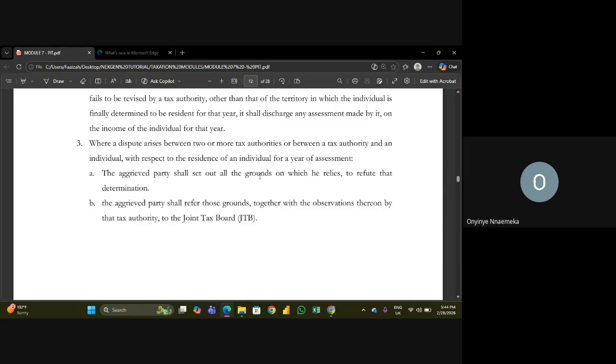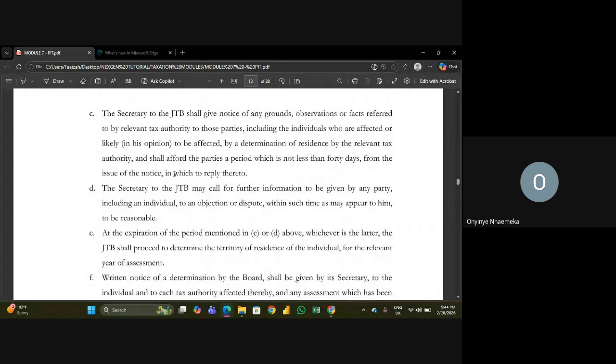Then you take those grounds and you take them to the Joint Tax Board. That's JTB. You take them to the Joint Tax Board. The Secretary to the JTB will give notice of these grounds that you have talked about, or the facts that you have given them. They will take it to the relevant tax authority, and any individual that is affected by these things that you have brought to them will take it, right? So by determination of the relevant tax authority, they will give those people, whether the tax authority or the individual affected, 40 days to reply to them. You have given them a reason why you have rejected what these people have done to you.